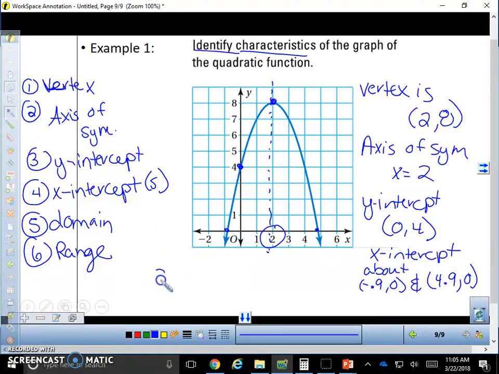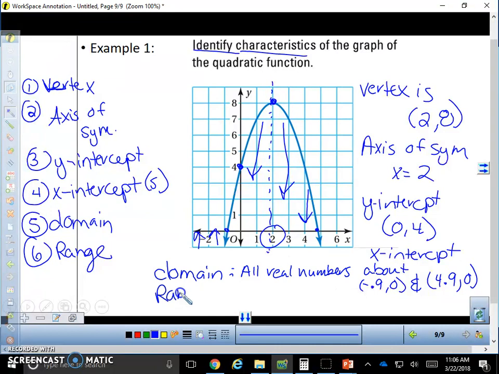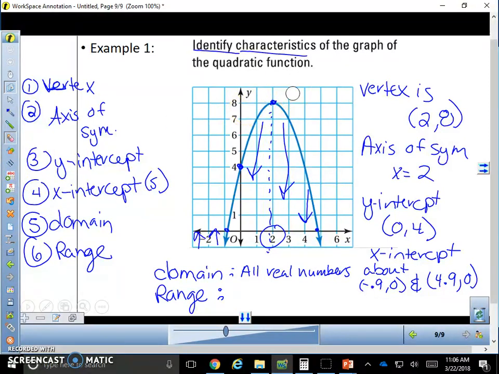Domain. Remember, domain goes with the x-axis, and when we squish this whole thing, we're going to sandwich this. When we squish it, all the numbers on the x-axis do have an output. So the domain is all real numbers. The range, remember, has to deal with the y. Let me go ahead and erase some of this so we can see what the range will look like.